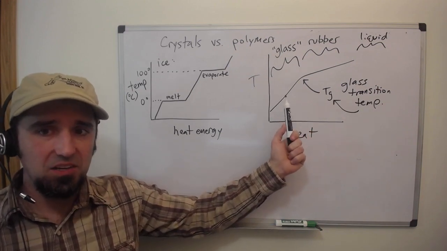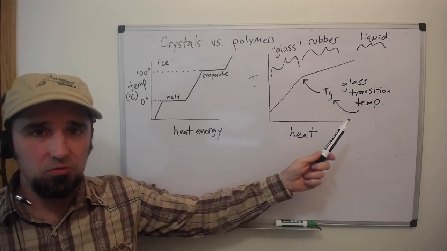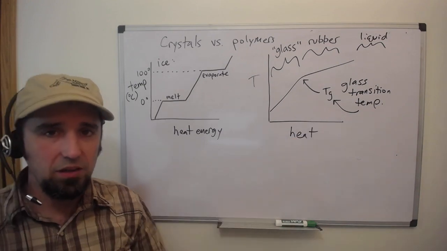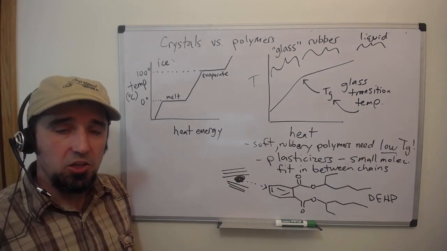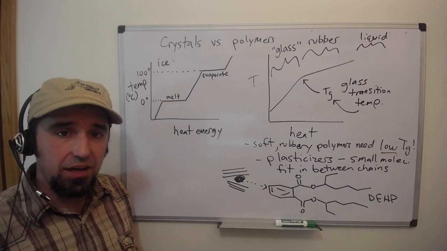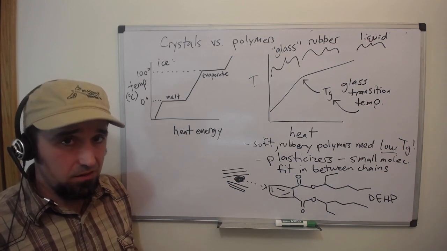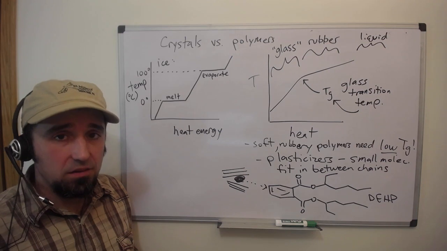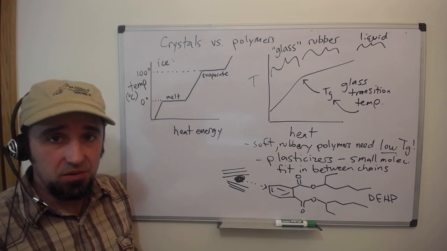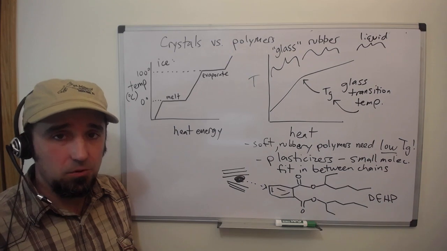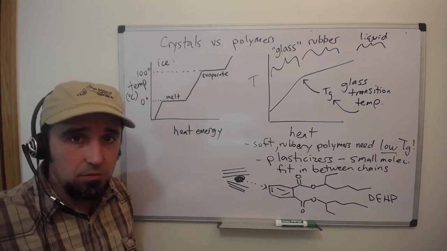Okay? And then eventually, yes, if we keep heating up our rubber, we will liquefy that, but there's no really well-defined boiling or melting point. You might think that we always want to design our plastics with high glass transition temperatures, but that's not always the case. If I want to design some rubber that's going to be soft to the touch or something that's going to be really flexible, then I need a pretty low Tg because I don't want it to be glassy.